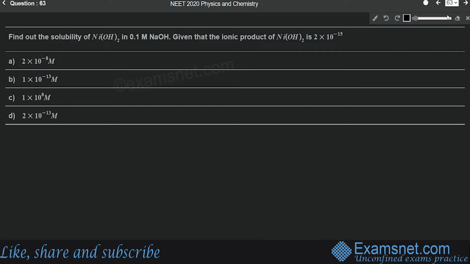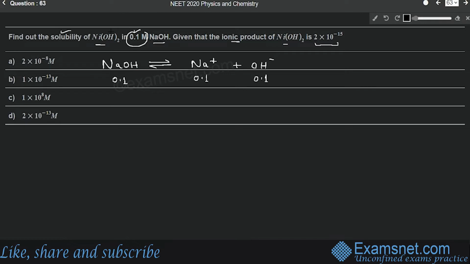Alright, now question number 63 is from the chapter Equilibrium, and the question is, find out the solubility of nickel hydroxide in 0.1 molar sodium hydroxide, given that the ionic product of nickel hydroxide is 2 into 10 to the power minus 15. Suppose NaOH is dissociated, then what will we get? Na plus ion and OH minus ion. Now it is given that the concentration of NaOH is 0.1 molar. So the concentration of Na plus and OH minus ions will also be 0.1 molar each.